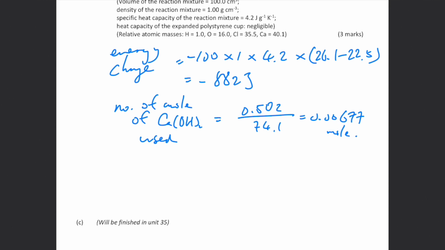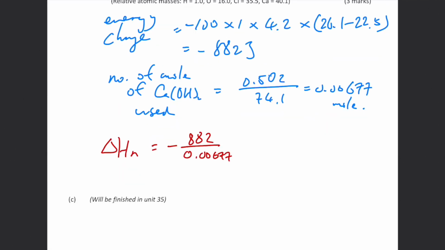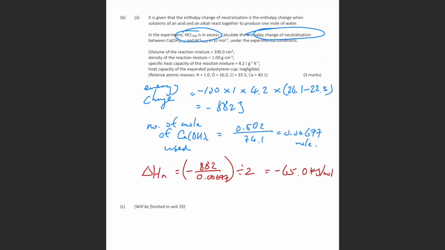First, what is the enthalpy change when 1 mole of calcium hydroxide is used? Like this, right? But sorry to say, because when 1 mole of calcium hydroxide is used, 2 moles of water will be generated. So the delta Hn should be half of that value, which is minus 65 kJ per mole. And here is the tricky point. That's the end of the Unit 32 exercise.